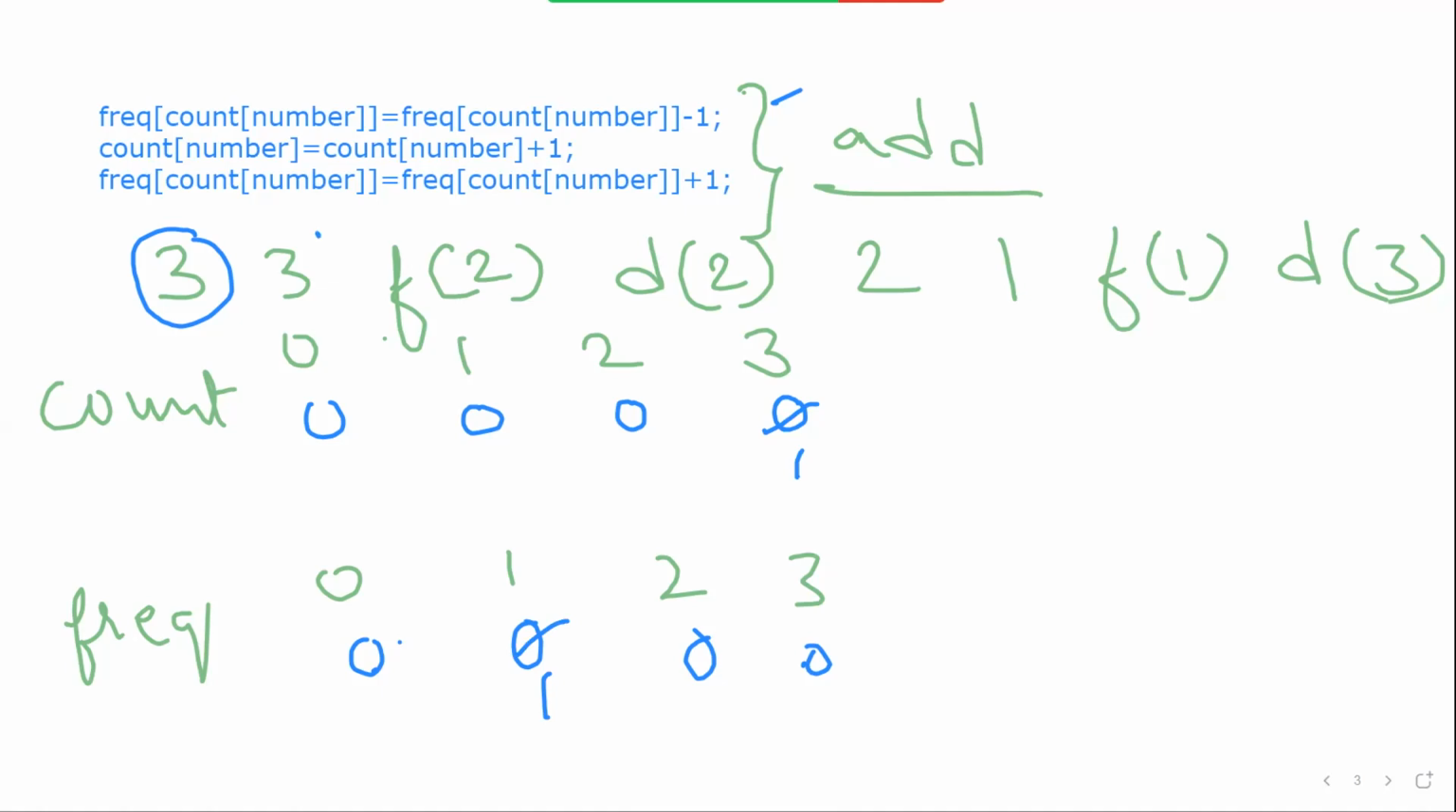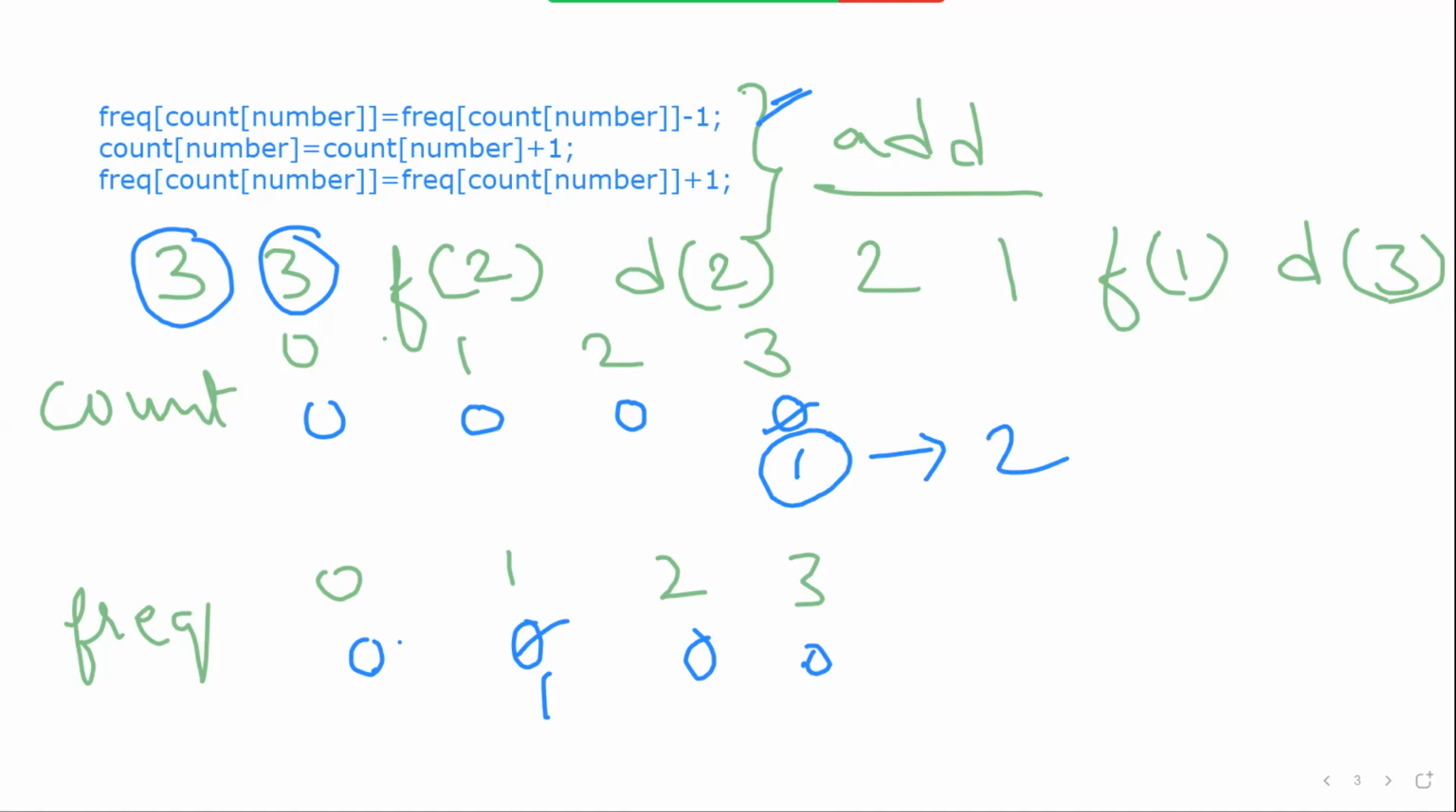Now again 3 is being added. So now again we will see if the count of 3 is 1. They are saying count of number is 1, so frequency of 1 minus 1. So basically, why are we doing this step? We are doing this step so that now if we add 3 to it, its count will increase from 1 to 2.